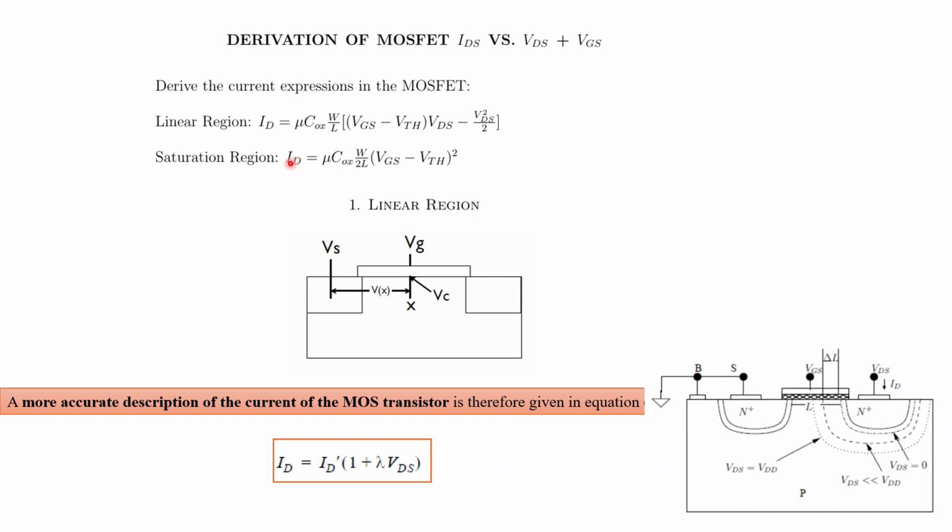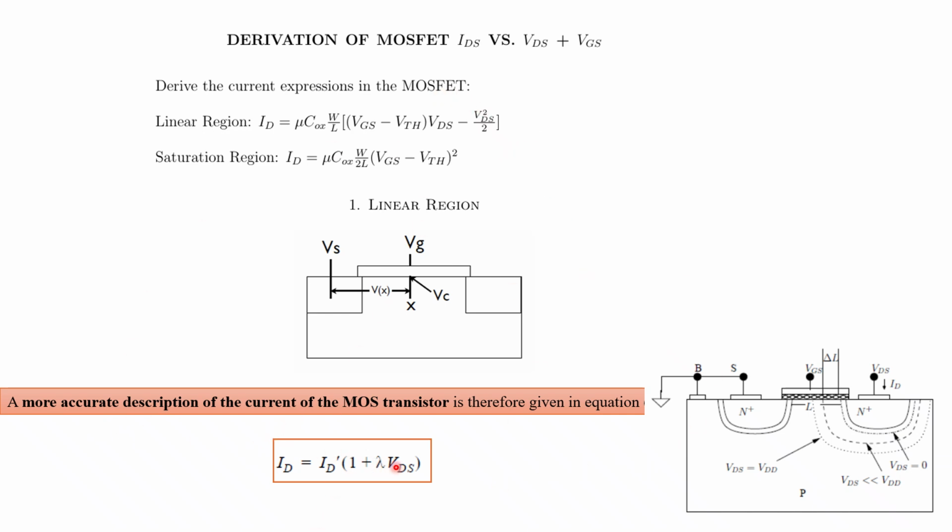For the saturation region, you can write ID is equal to K into (VGS minus VTH) whole square, where K will be mu Cox W by twice of L. If you can remember, you can also write for the linear region, ID is equal to mu Cox W by L, which can also be called K, into (VGS minus VTH) into VDS minus VDS whole square by 2.